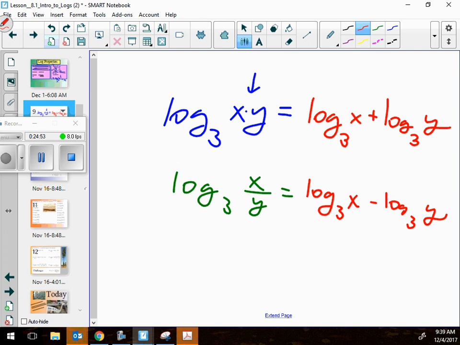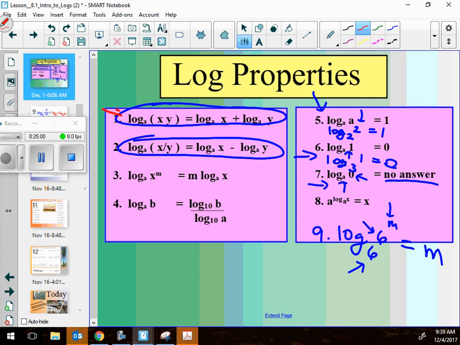All right. That's these two properties right here. I'll review them at the end. One last question of each kind to make sure that you got them.